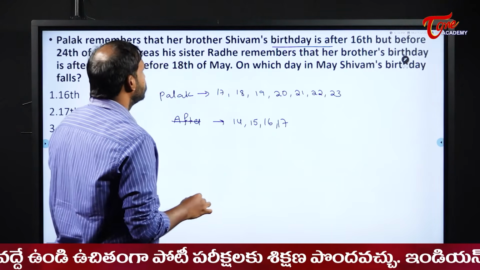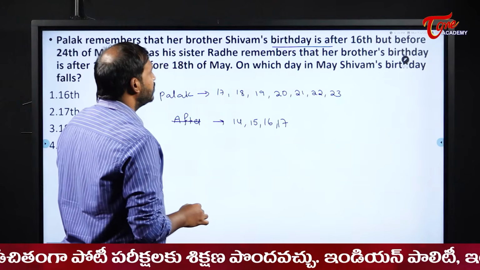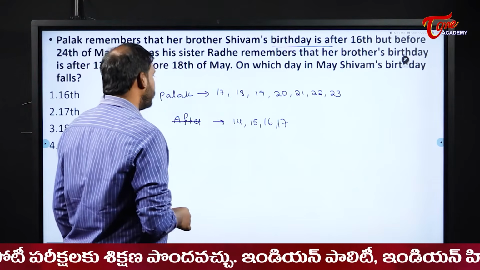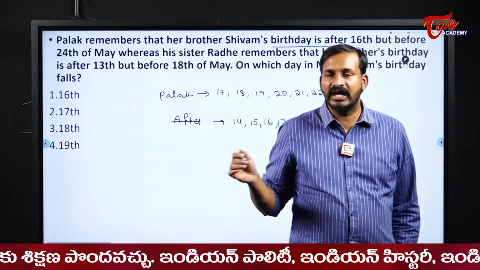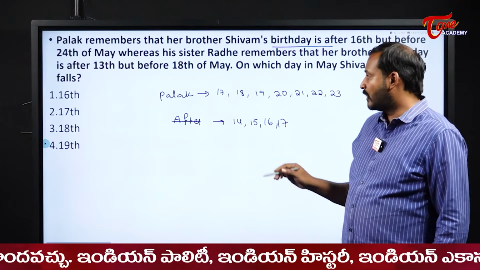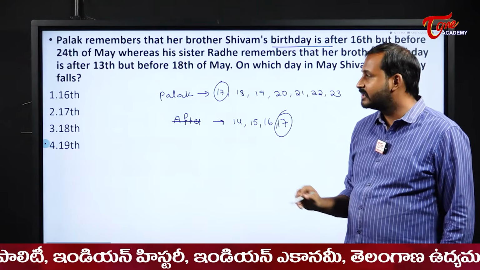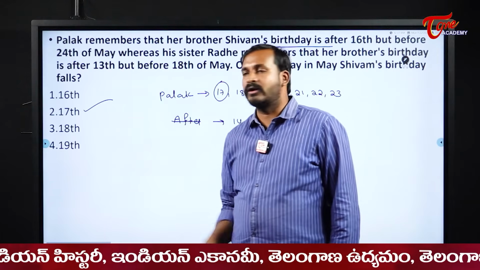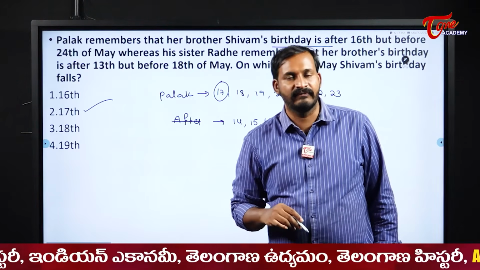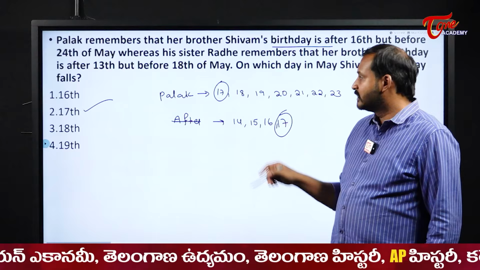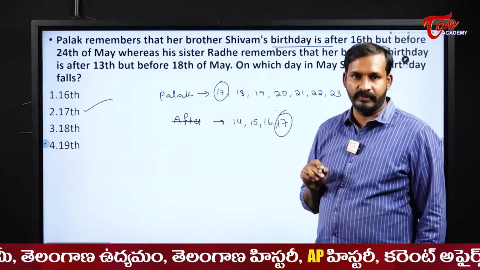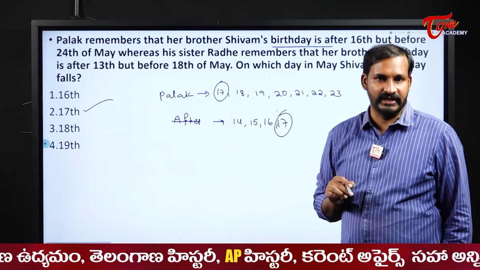Now next. On which day in May does Shivam's birthday fall? Now here, if both the assumptions are correct, tell me what is the common date between these two persons? 17th, right? So, his birthday may fall on 17th of May. That is the common date between these two persons. So, our answer here becomes 17th.